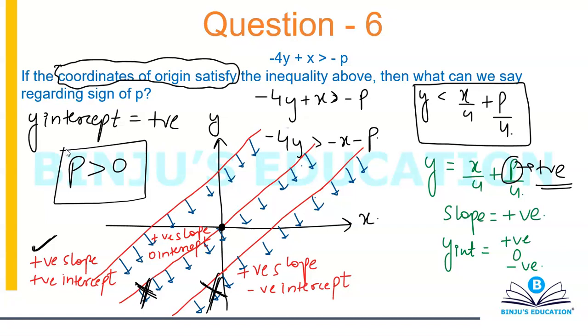If the question was that the coordinates of the origin do not satisfy, then in that case your answer is P is less than or equal to 0. Both of them do not satisfy. Remember that it's not only less than 0, it's both the cases, less than or equal to 0. Alright, so this is everything about this question that we need to know. That is question number 6. Let's move on now.